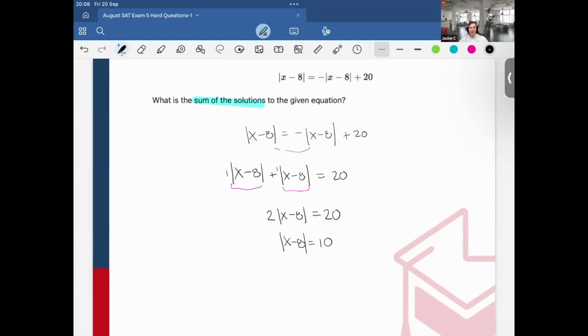And then since I'm solving for absolute value equal to a positive output, there will be two solutions. To solve, I need to set it equal to its positive value and also to its negative value. So x is, in this case, equal to 18. And then I have one solution that would be x is equal to negative 2. So my two solutions are 18 and negative 2. The sum of them would be 18 plus negative 2, which is 16. And that would be the answer.